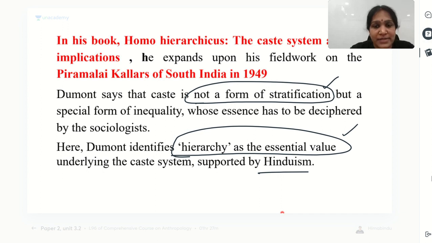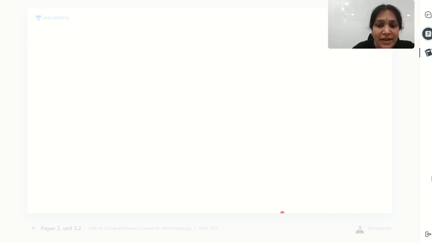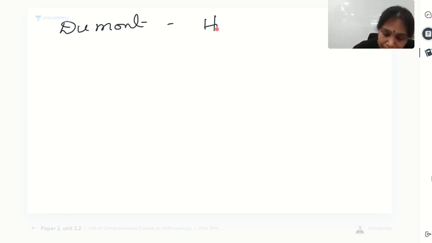So it is from these two that the question is made. Now comes the question: how did Dumont define hierarchy? ओके ड्यूमॉन्ट के मन में हायरार्की का मीनिंग क्या है? So how Dumont explained hierarchy, that is what we have to see.